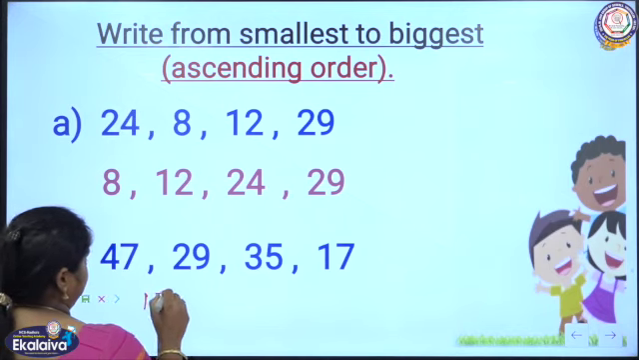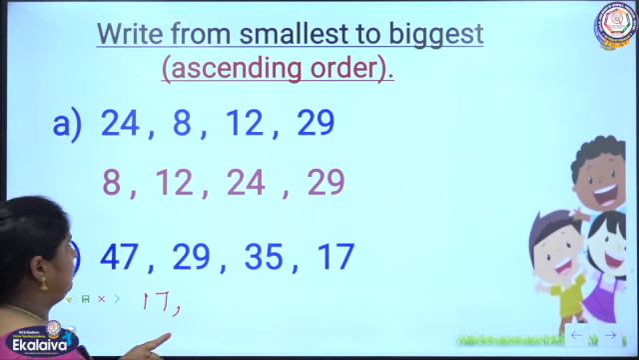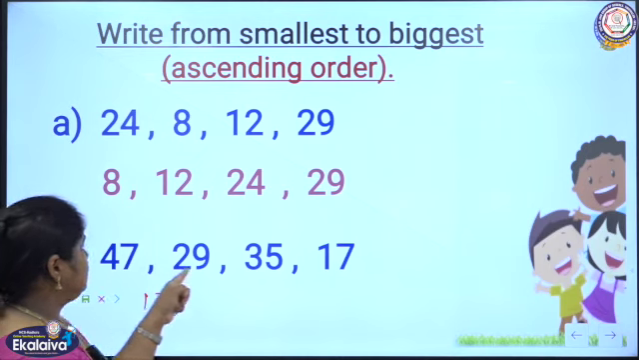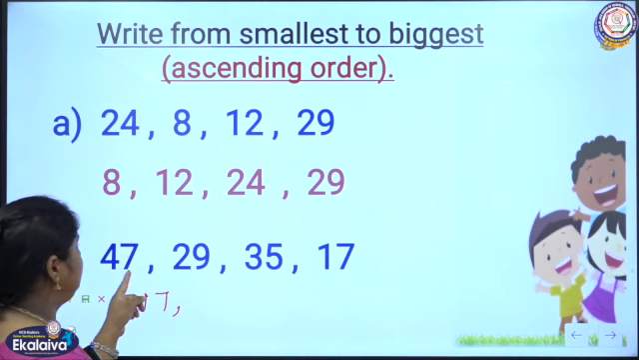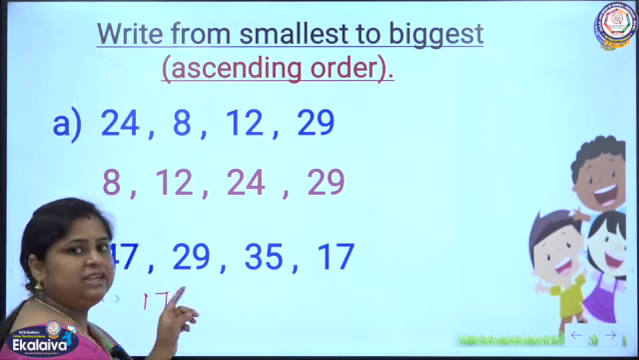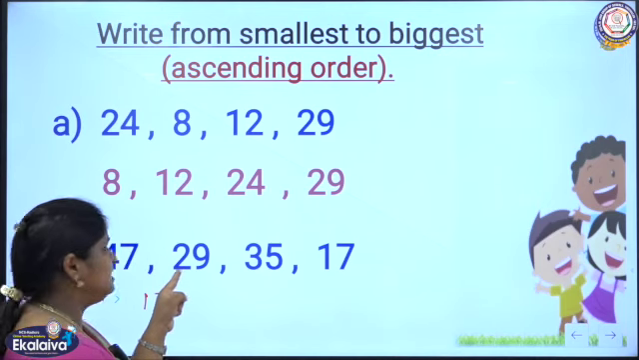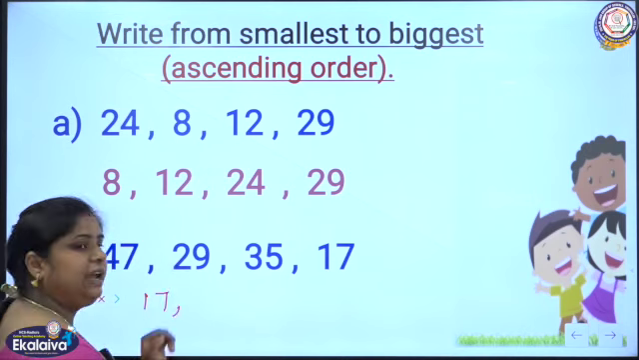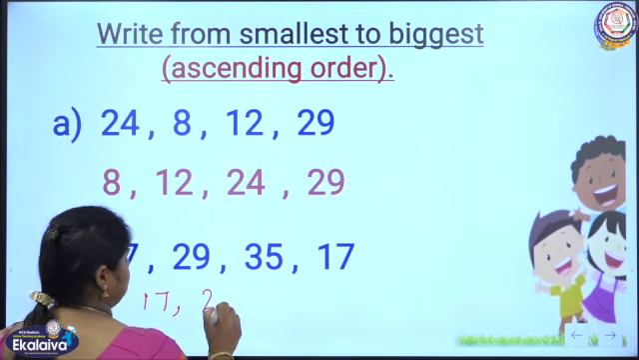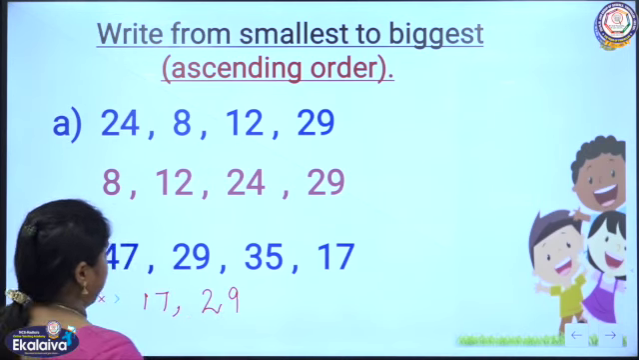So, first I am going to write 17. Okay. Now, check these 3 numbers, which is having the smallest tens value. See 29, here 2 is the tens value. So, 29 will come next to this. Okay, 29.